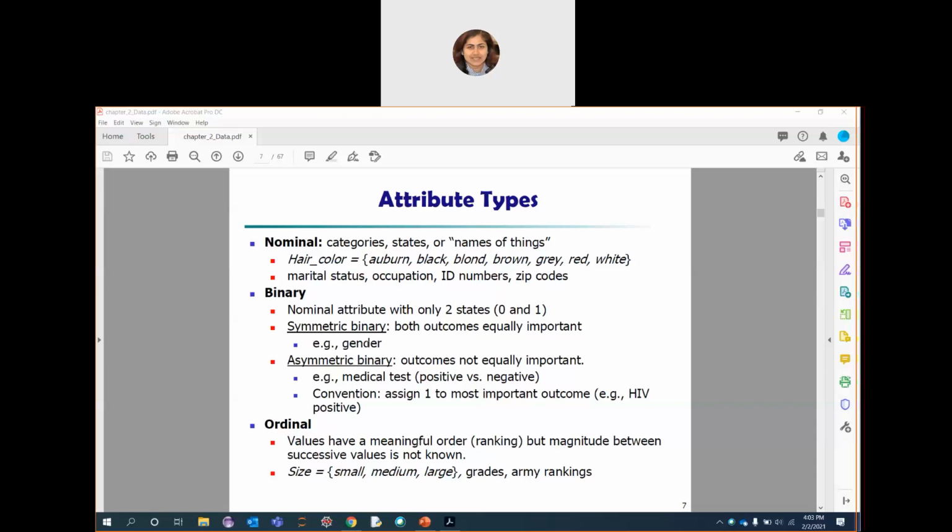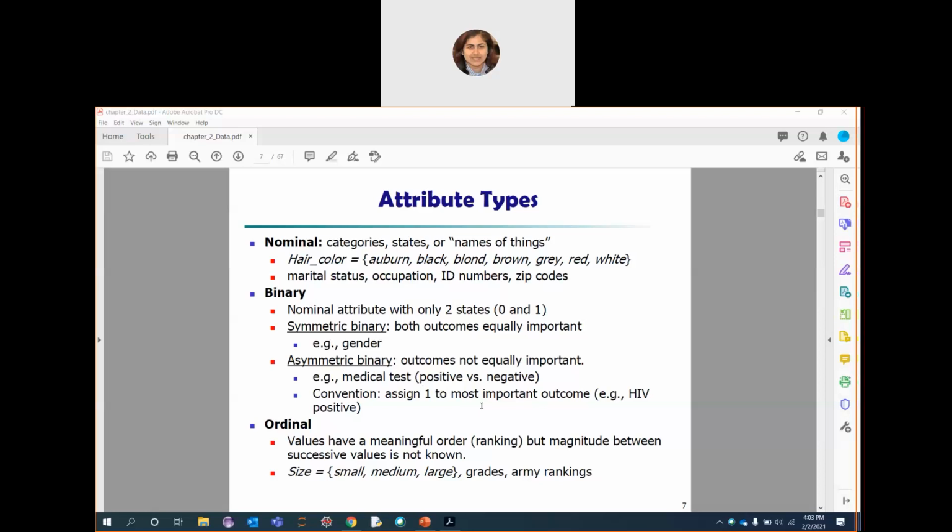So here gender, male or female, can be symmetric binary because both of them have equal importance. But let's say a medical test, it can be positive or negative. So you proceed accordingly. If it's a positive medical test, something you need to be worried about, then you go under certain medication. So this is the basic classification of binary attributes.